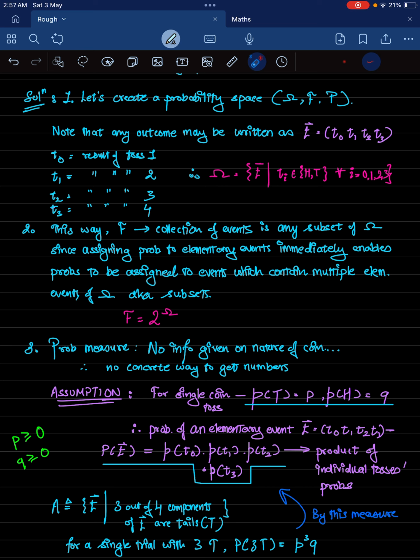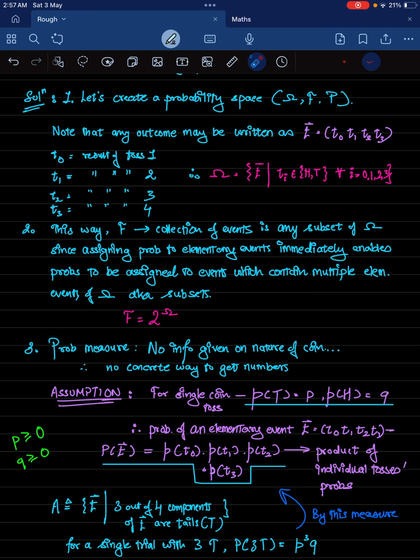And before I proceed any further, how many possible outcomes are there in omega? Take a while to think about it. And the answer is 16. Why? Because each of these can take 2 values, heads or tails, and there are 4 of them. How many possible combinations? 2 raised to 4, 16. Simple combinatorics.